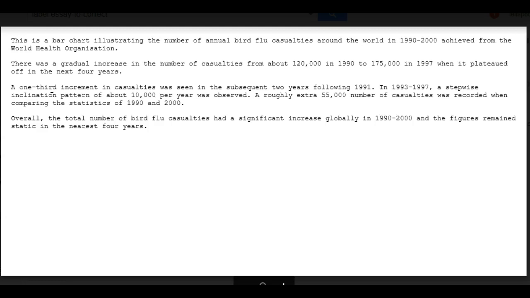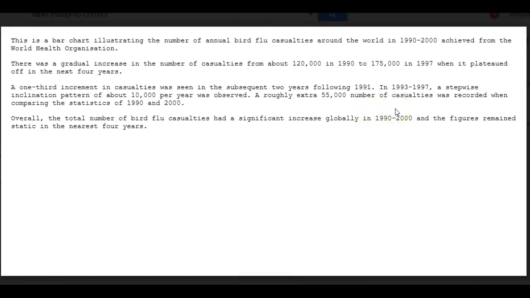I think it went from, I'll double check it, but I think it went from like 120 to 135. So that's really like a 10% increase. And that might be a better way to express this. Okay, so you could say something like that. A 10% increase in casualties was seen in the subsequent 2 years following 1991. And this is really nice because you've also used passive voice here, and that's a well done sentence.